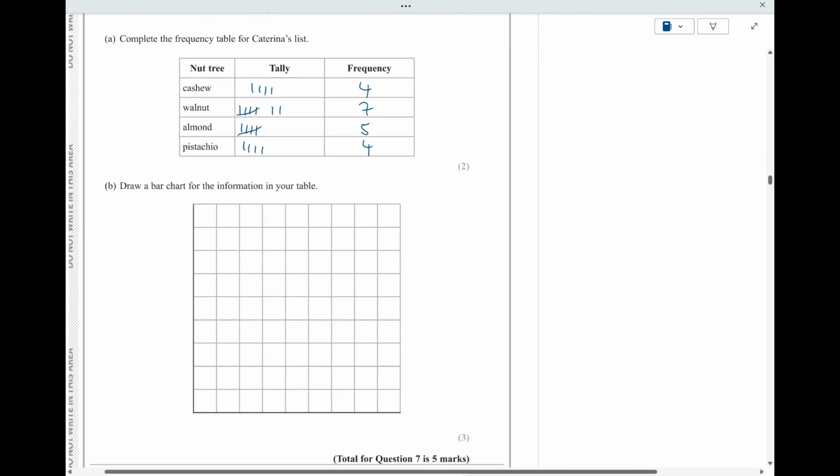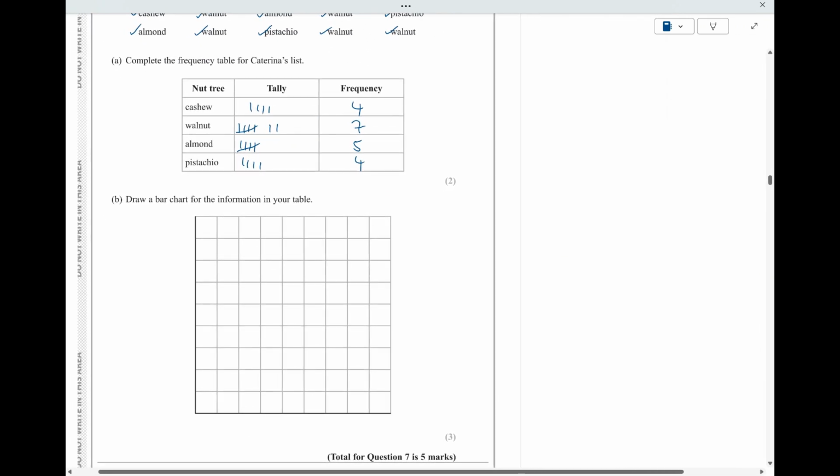Draw a bar chart. Right, so what am I going to need to do here? I've got 4 different trees, so 1 to there, 1 to there, 1 to there, 1 to there. That would work okay, wouldn't it? I've got to go up to 7. So shall I go 1, 2, 3, 4, 5, 6, 7, 8, 9. That'll be okay. That's 7. That's 5. That's 3.